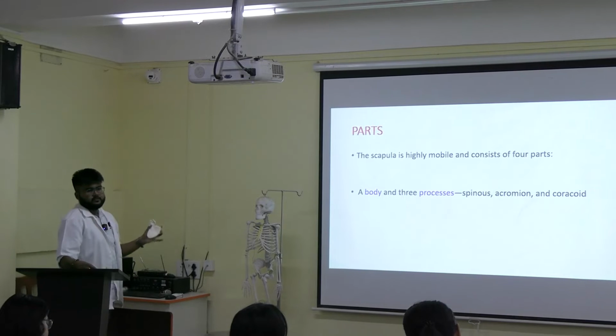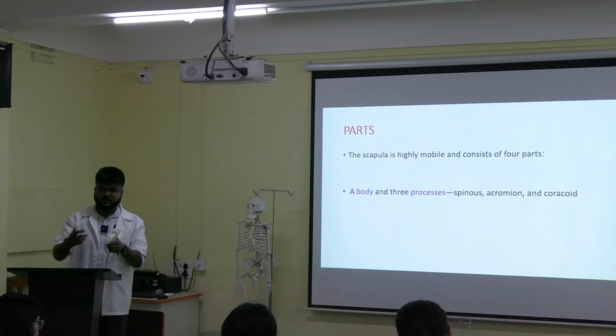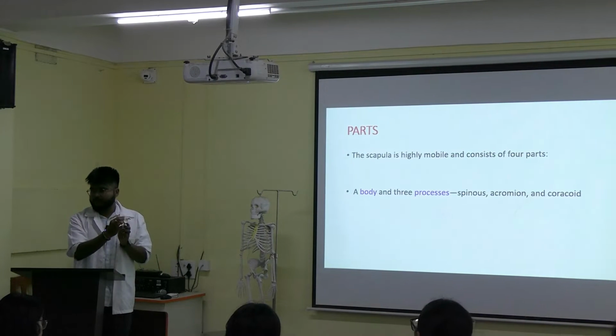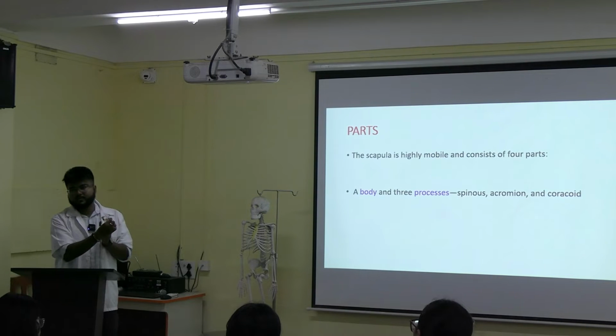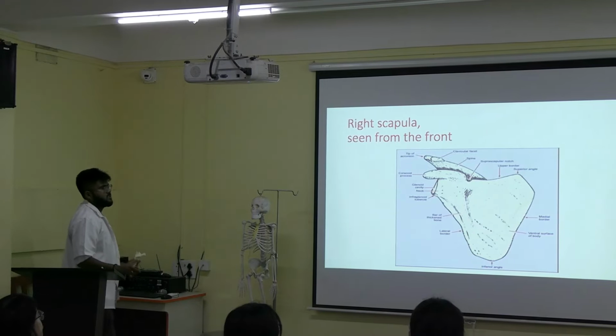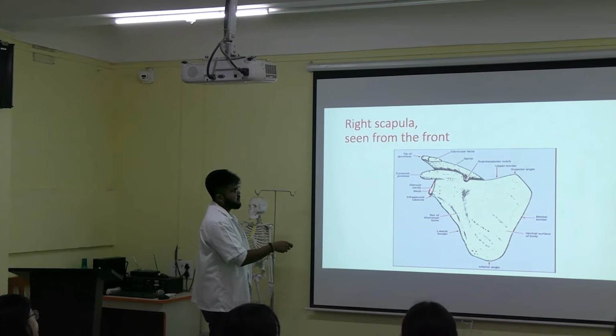Next, the parts: the body and three processes. The names of these three processes: first is the spine of the scapula, another is the acromion process, and another is the coracoid process. In the body, see, these are the structures. So always remember, this is called which cavity?